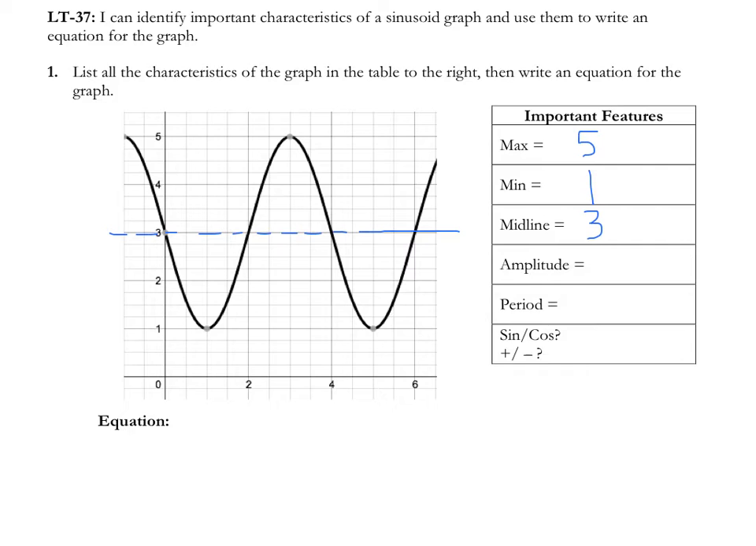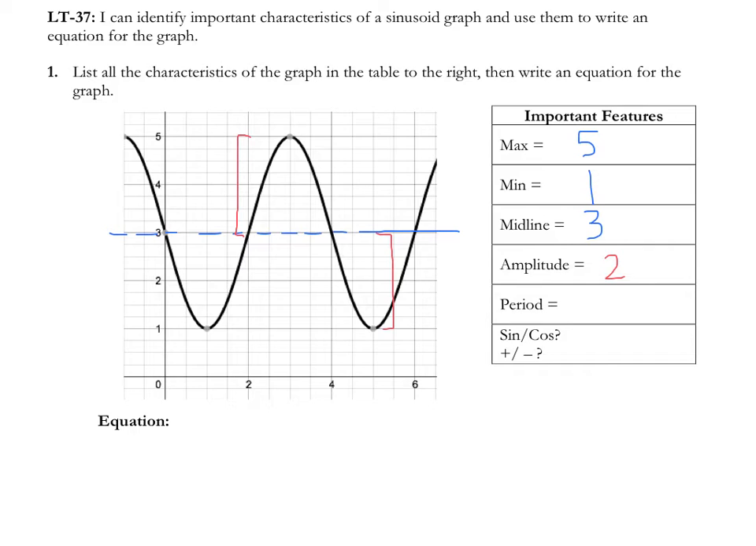Amplitude tells us the distance either from the midline up to a peak or from the midline down to a valley or minimum. So let's look at what the amplitude is. We're going from 3 up to 5, so that's 2 units. Or you could have looked at it going from 3 down to 1, so again we're going down by 2 units from the midline to the minimum. So either way our amplitude is 2.